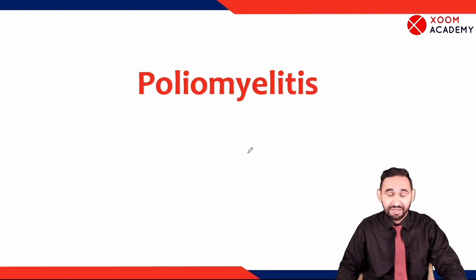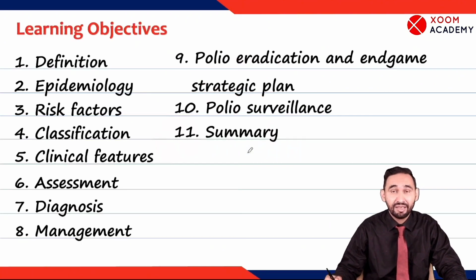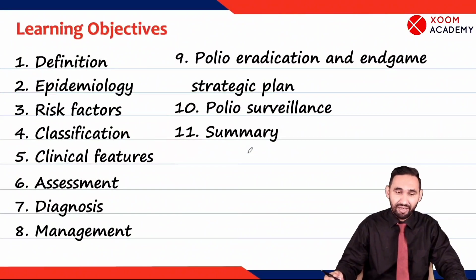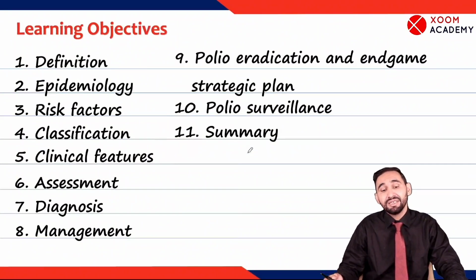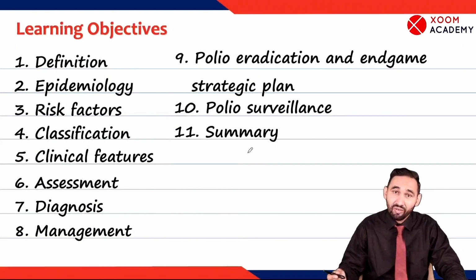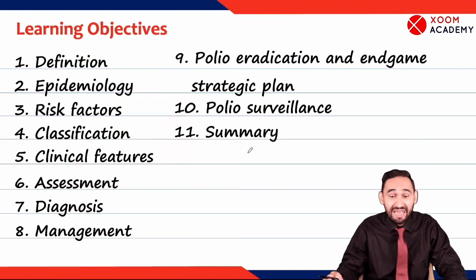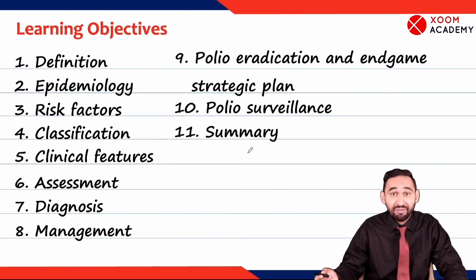We will discuss this session according to the following learning objectives. First, we will define what is polio. Then we will discuss the epidemiology of poliovirus. What are various risk factors of polio? Then we will classify, and discuss clinical features, assessment of polio, diagnosis, management of polio, and then polio eradication and the endgame strategic plan. Then we will discuss polio surveillance. In the end, we will summarize the session.